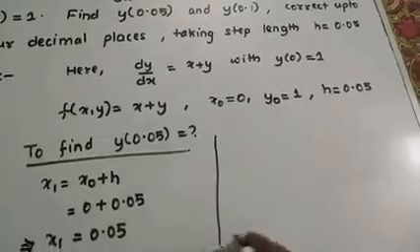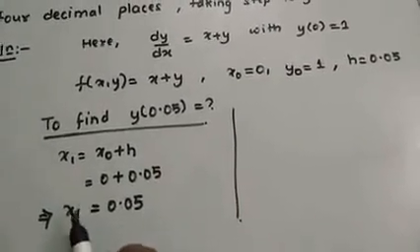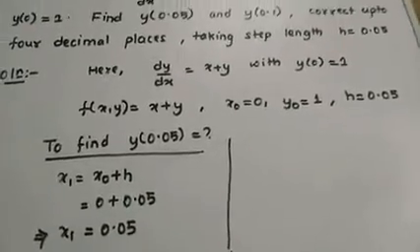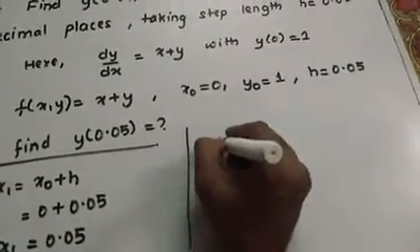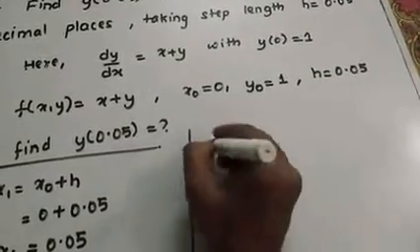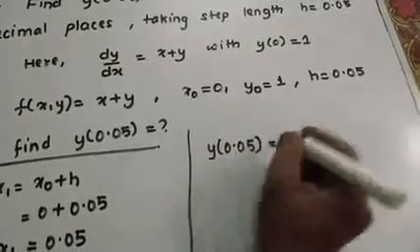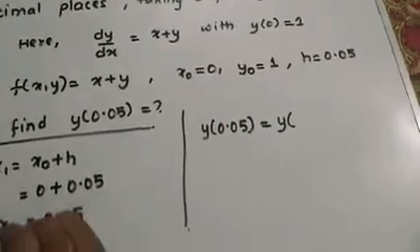Okay, and what do we have to find? We have to find y of 0.05. So we can see that x1 is 0.05. So what do we have to find? Let us elaborate that. We have to find y of 0.05, and y of 0.05 means y of x1.